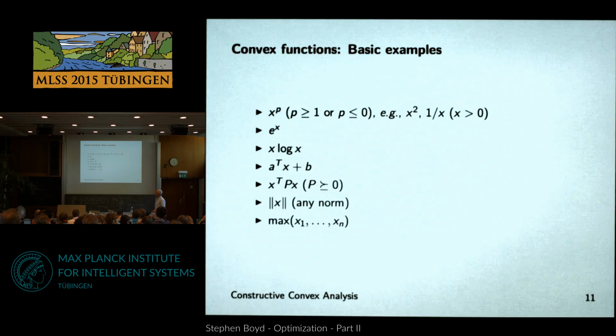Okay. Things like here, an affine function. That's an affine function on Rn. Well, of course, it's affine, right? So it's convex. It's also concave, right? It's basically a function that's got zero curvature, right?